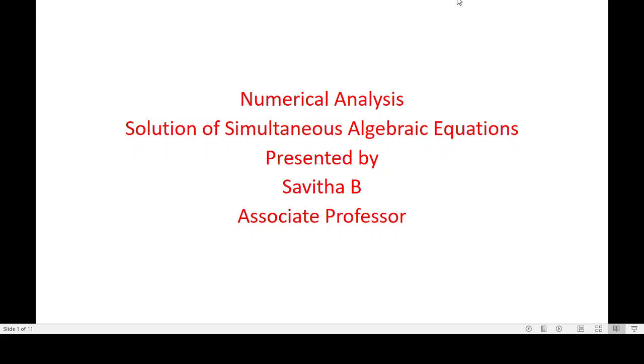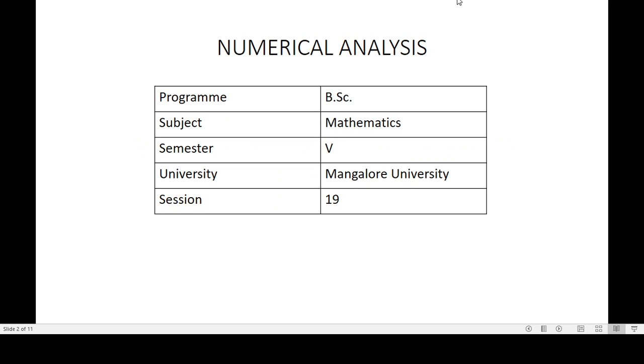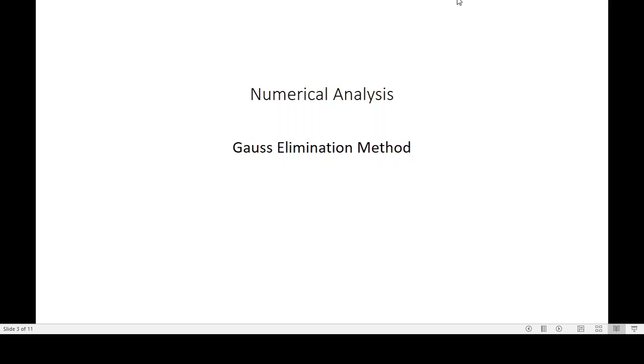In this video, I am going to explain the Gauss elimination method to find the solution of linear simultaneous equations. This video is useful for 5th semester BSc students. Now, what is the Gauss elimination method? This is one of the direct methods to find the solution of linear simultaneous equations.